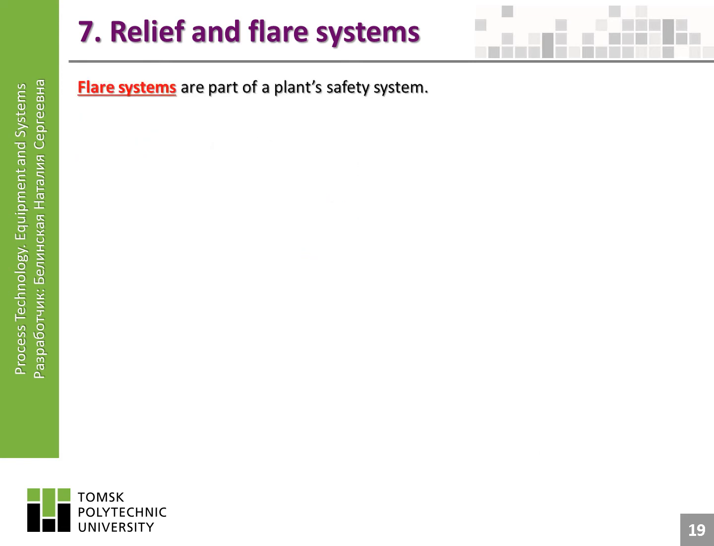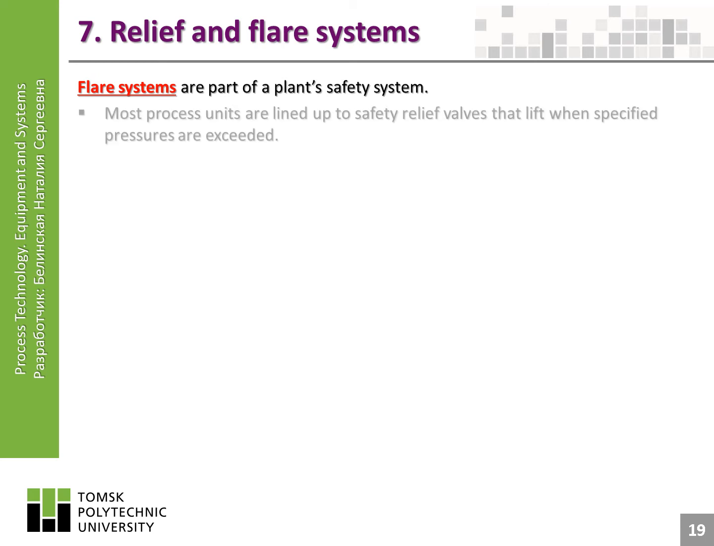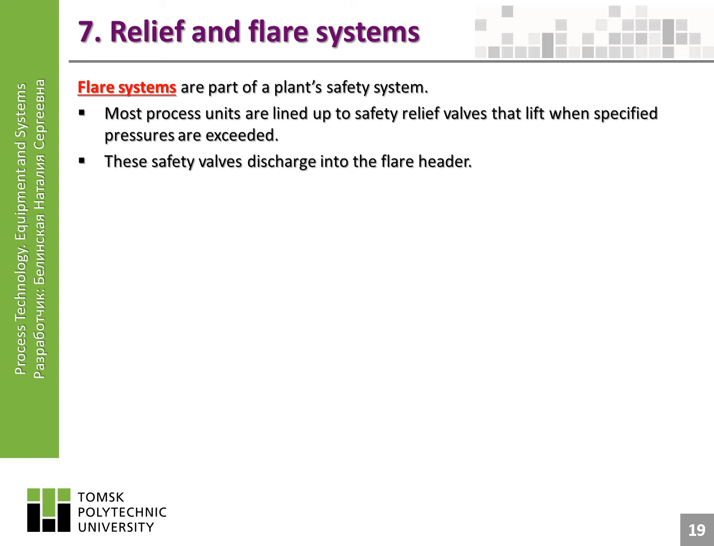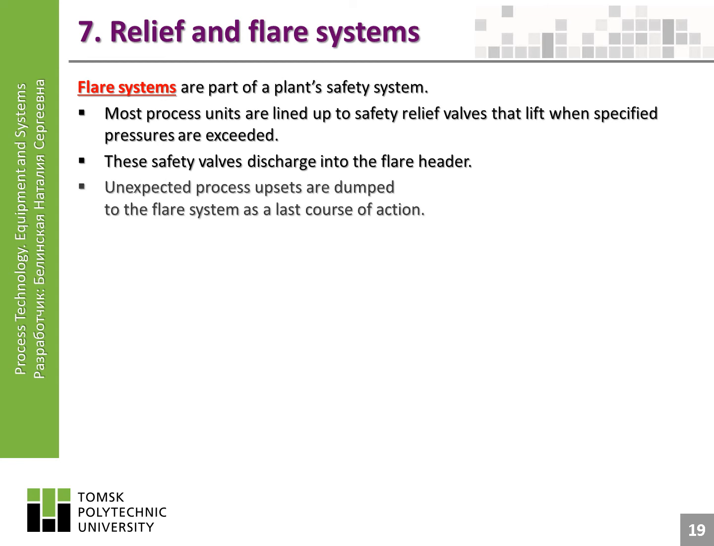Flare systems are part of a plant's safety system. Most process units are lined up to safety relief valves that lift when specified pressures are exceeded. These safety valves discharge into the flare header. Unexpected process upsets are dumped to the flare system as a last course of action.